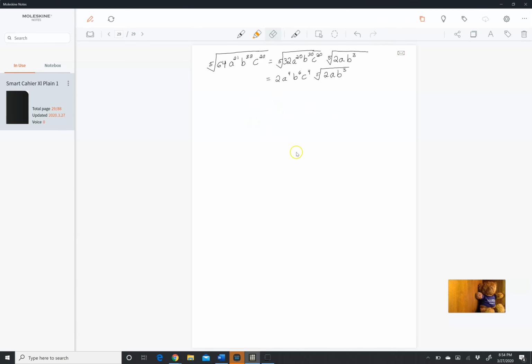Okay, this is really nice. This is it. We're done. So this looks kind of complicated, but it's not. It's really simple. We're dividing it into perfect fifth root versus what's left over. Okay? Okay. Let's keep going.